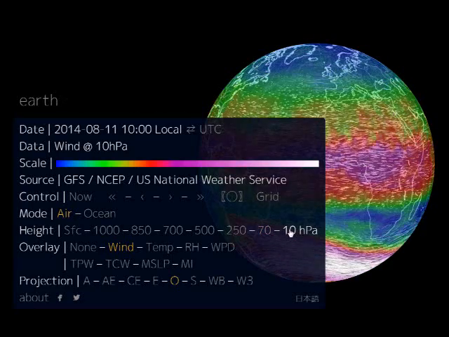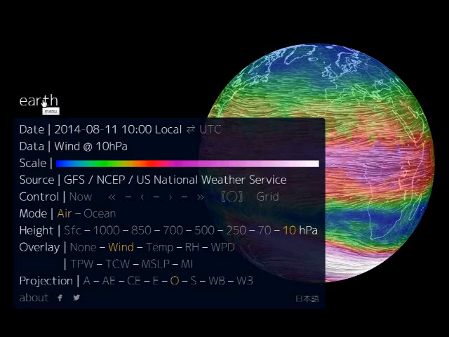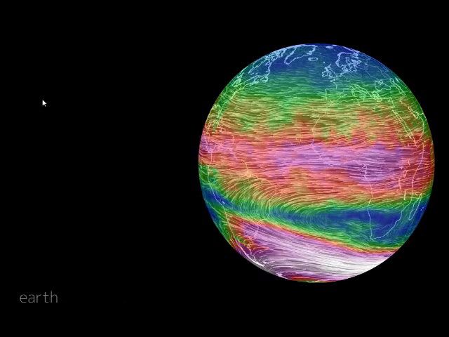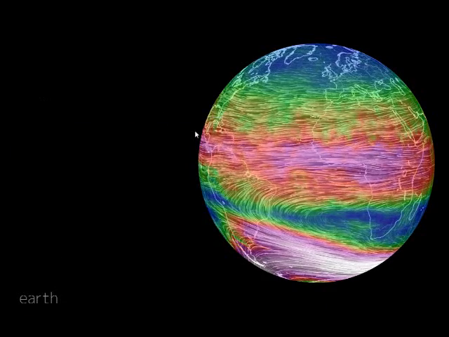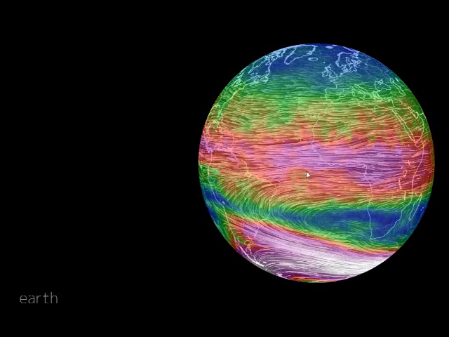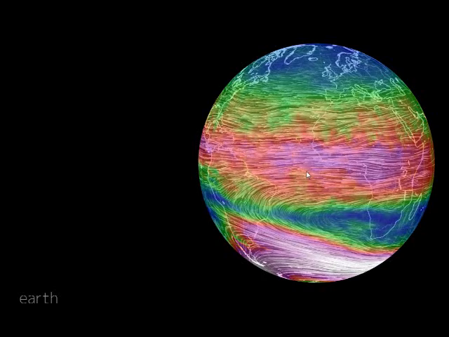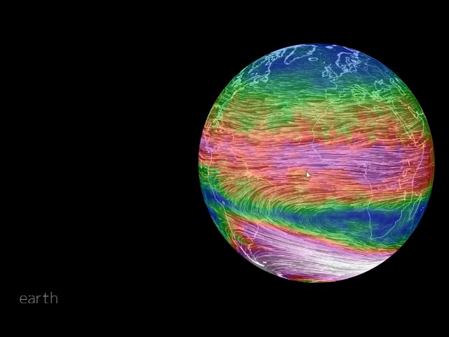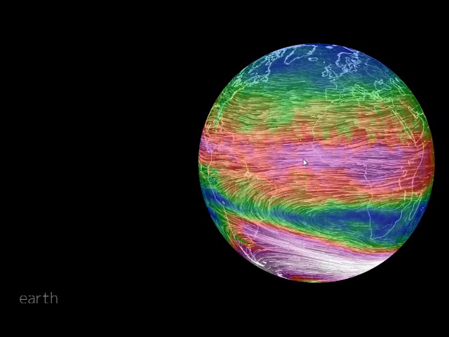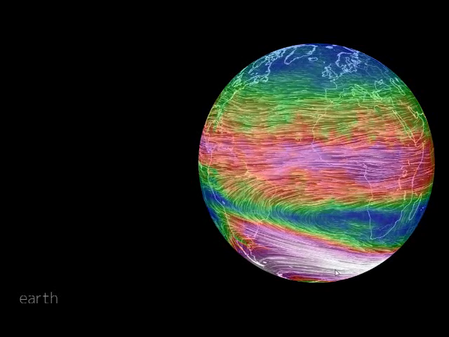When we get to 10 HPA, this is right up in the atmosphere now, we're looking at wind only. We're going to look at temperatures after that, and we'll have a look at the residual humidity. But something quite noticeable, I think you'll agree, is what we're visually seeing: strong movement around the equatorial region, and very strong movement around the Antarctic region.